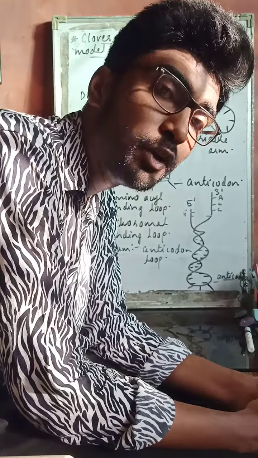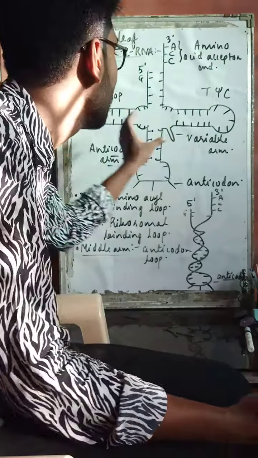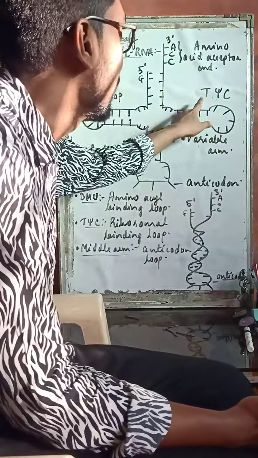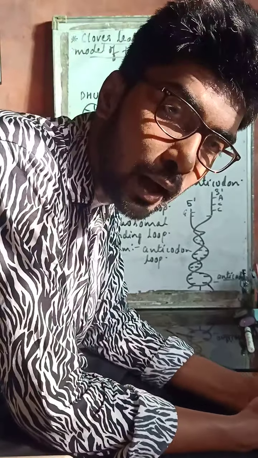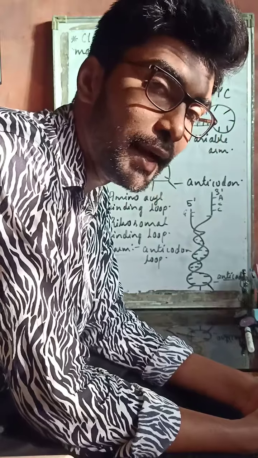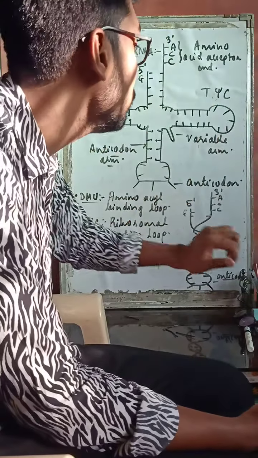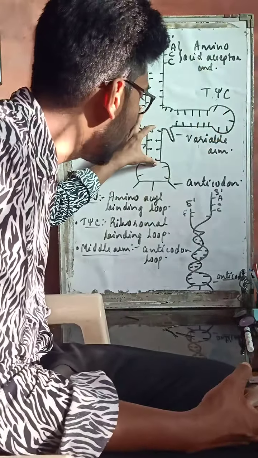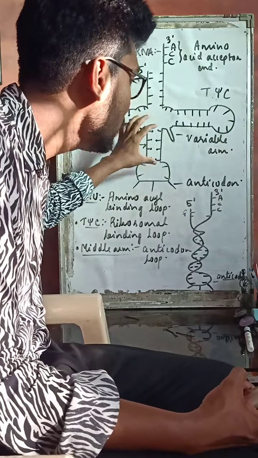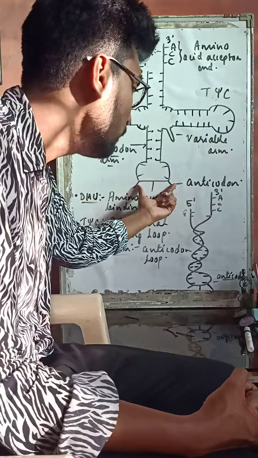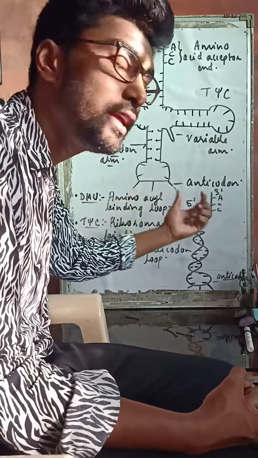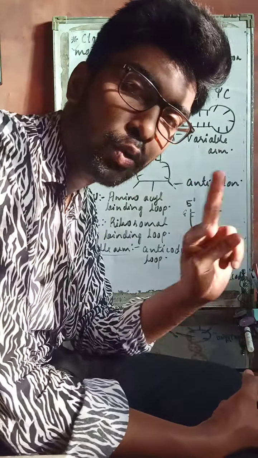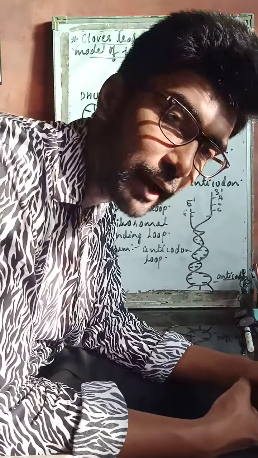It means that the amino acyl or the amino group will go and bind to the dihydrouridine or DHU loop. Second is the T-C arm or the T-C loop. It is the arm where the ribosome will come and bind. That is the ribosomal binding loop. And the middle arm is also called the anticodon arm and it contains your anticodon. The anticodon of the transfer RNA will pair with the complementary codon of the messenger RNA to form the codon-anticodon interaction, right?